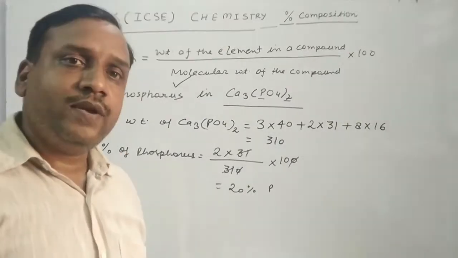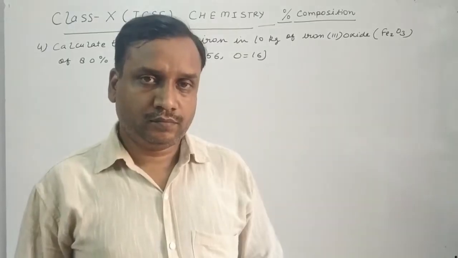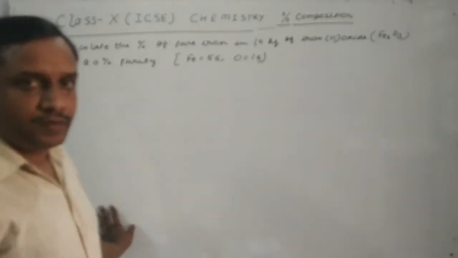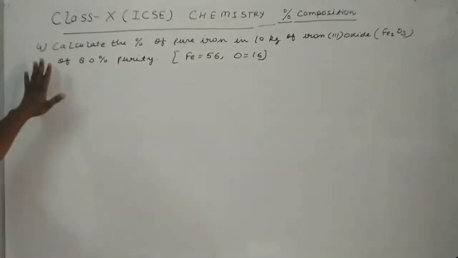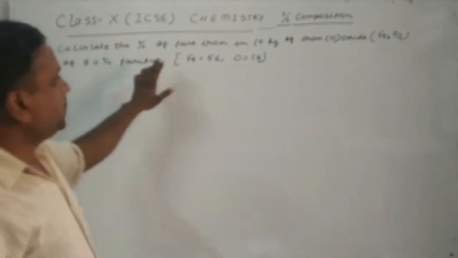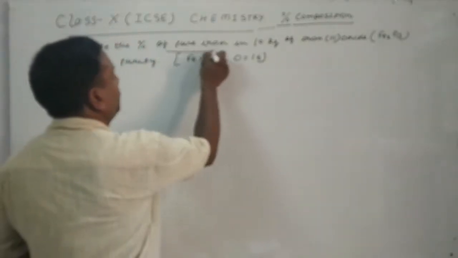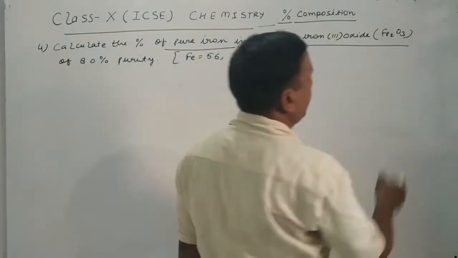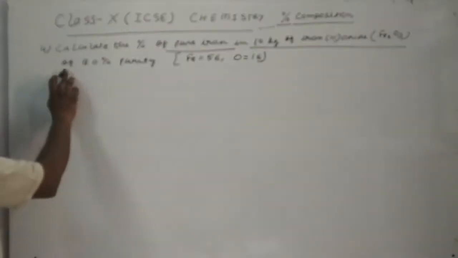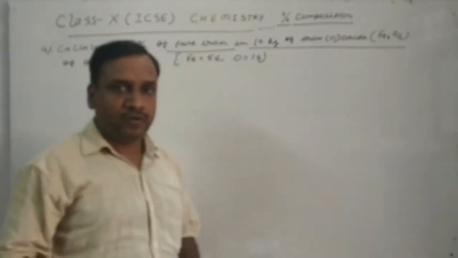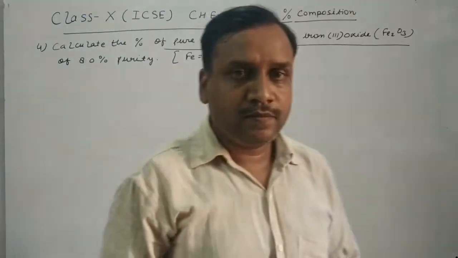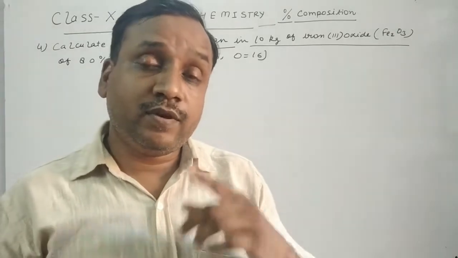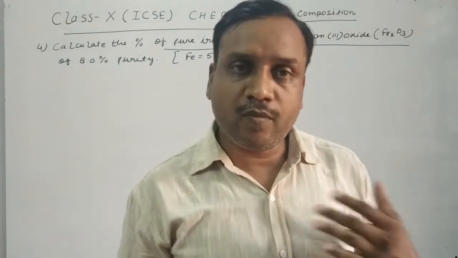Now we will discuss the next problem. This is another question from the same page, percentage composition in chemistry 10. Calculate the percentage of pure iron in a 10 kg sample of iron oxide, Fe2O3, but the content is 80% pure. What will you do in this case? If it is given that the substance is a certain percent pure, then first you have to calculate how much pure quantity you have.